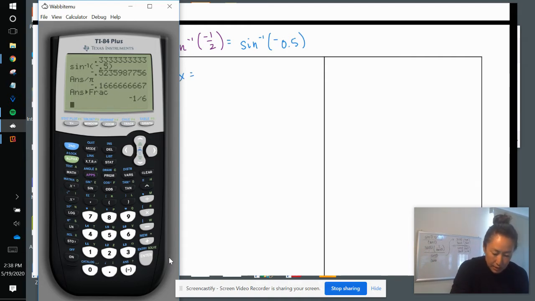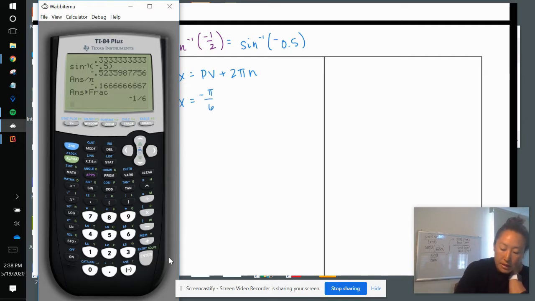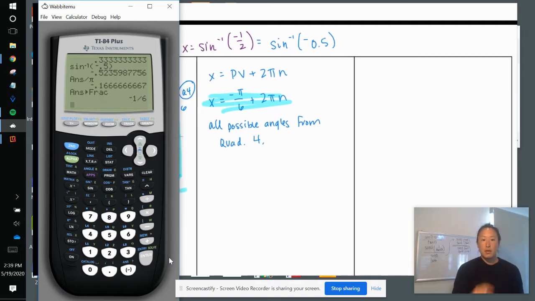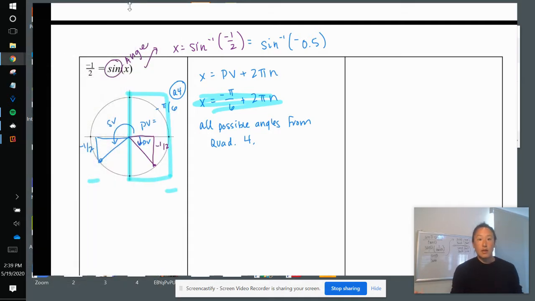So we're going to use x is equal to the principal value plus 2 pi n, since we're in radians. Okay, so I'm going to write x is equal to negative pi over 6 plus 2 pi n. This gives me all possible solutions from the fourth quadrant. Okay, you know what? You couldn't see any of that. There you go. So again, the principal value is negative pi over 6.